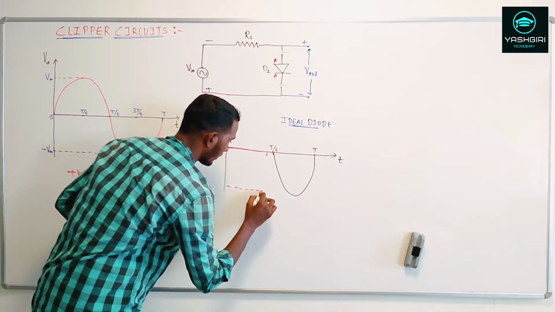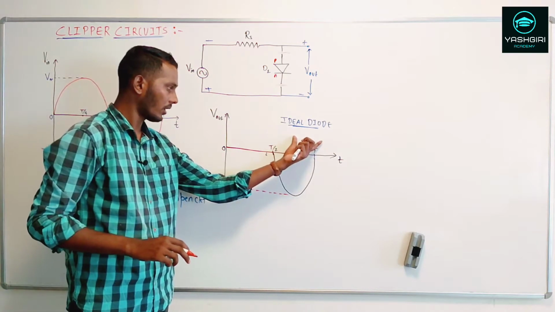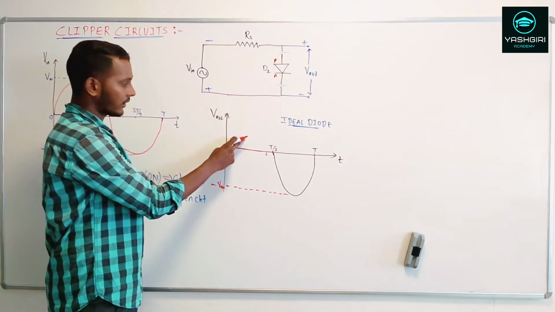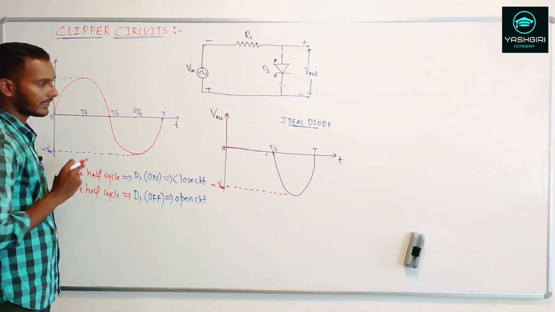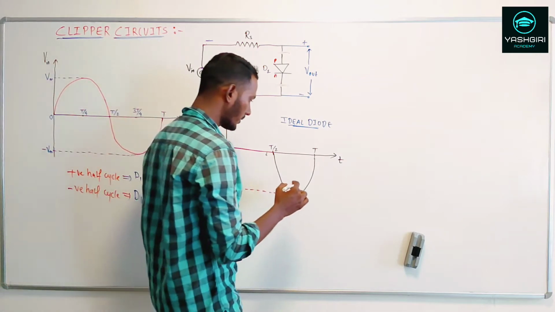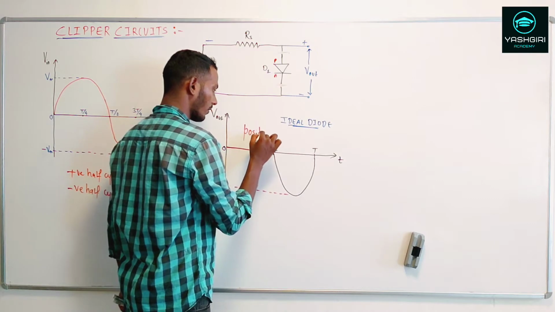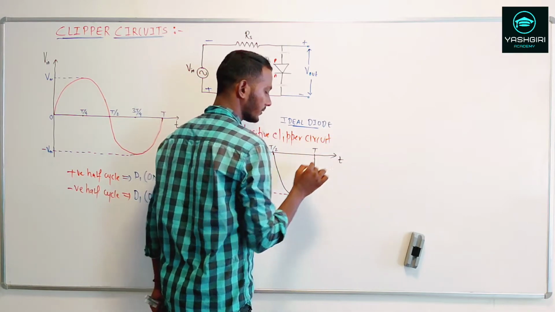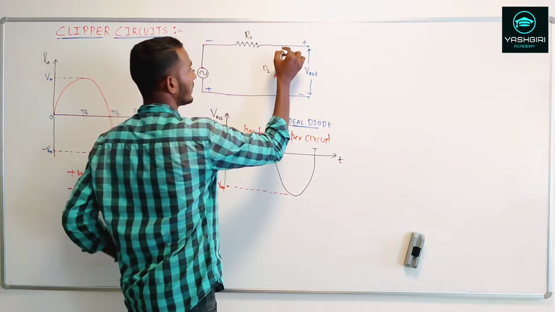this is my minus Vm. So this is the case for the ideal diode. Now if you see this output waveform that we have got, I have clipped the positive half cycle, or else you can say I have deleted the positive half cycle of the input AC signals. So such a circuit, we call it a positive Clipper circuit.